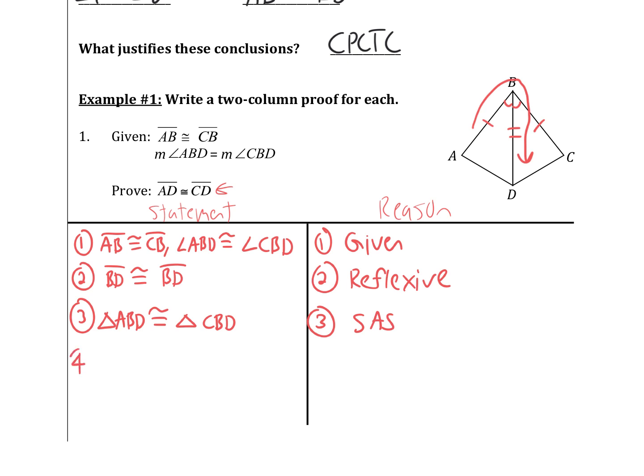Now the last step, which we haven't done before, is now we can say that what we're trying to prove here, that AD is congruent to CD because of CPCTC. Corresponding parts of congruent triangles are congruent. So we can say this right here is congruent to this because those are matching parts of congruent triangles. Okay, if they're matching parts of congruent triangles, they're obviously going to be congruent. Okay, all right, let's do another one here.